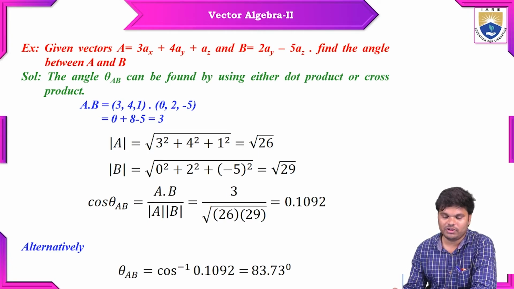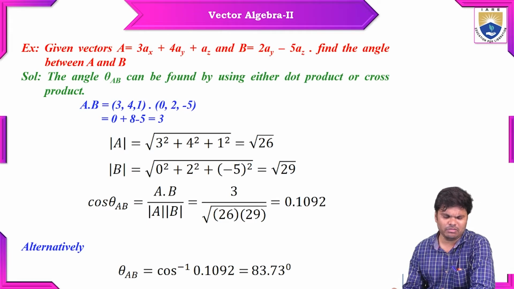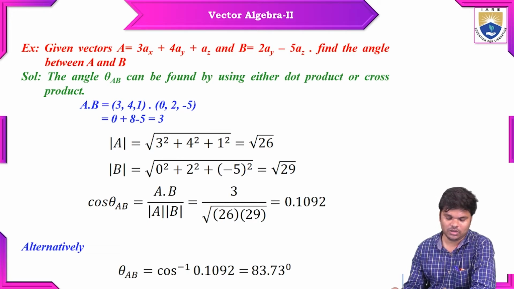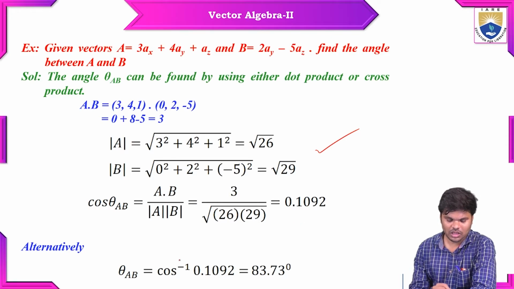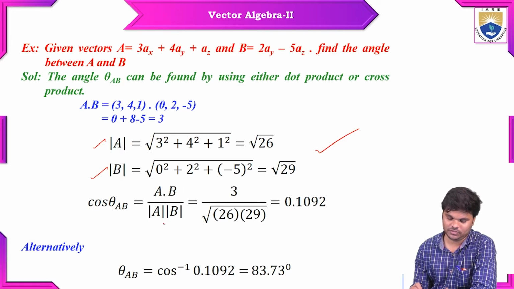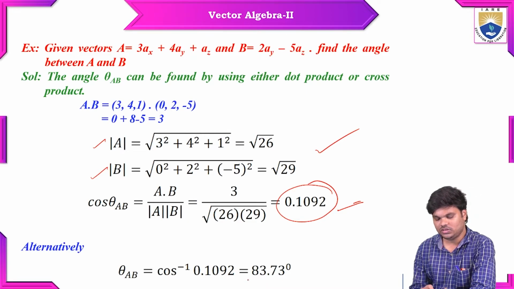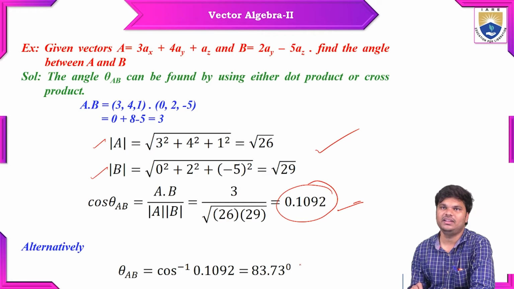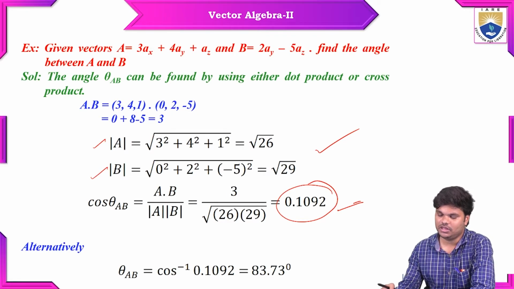We have been given two vectors A and B. We just have to find out the angle between the two vectors. You can find the angle between two vectors from either the dot product or the cross product. From the dot product, we take the magnitude of A and the magnitude of B and apply this formula. Cos of theta AB is nothing but the dot product of vector A and vector B divided by magnitude of A into magnitude of B. Alternatively, theta AB is nothing but cos inverse of this value. So it gives the answer as 83.73 degrees. This is the angle between A and B.